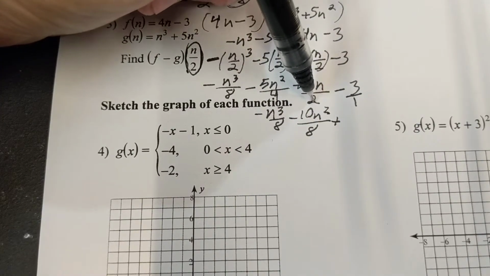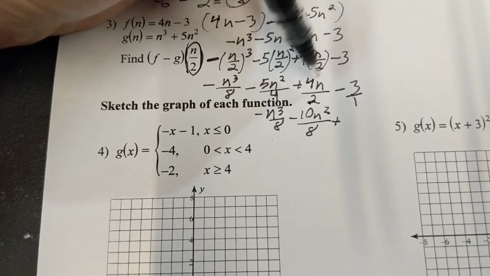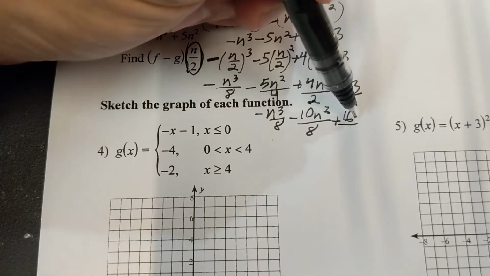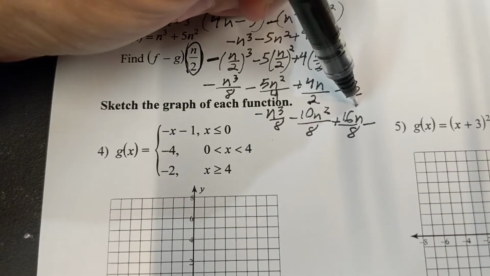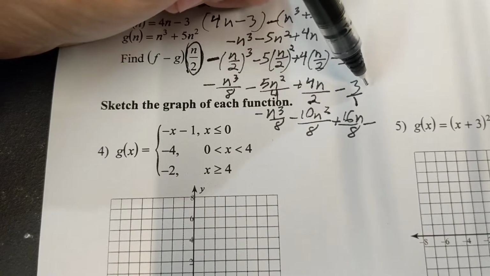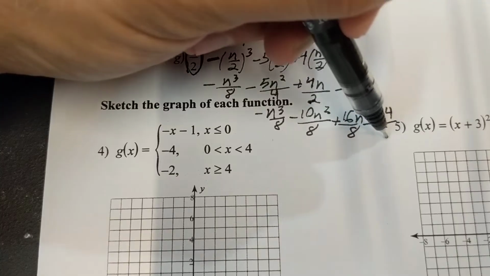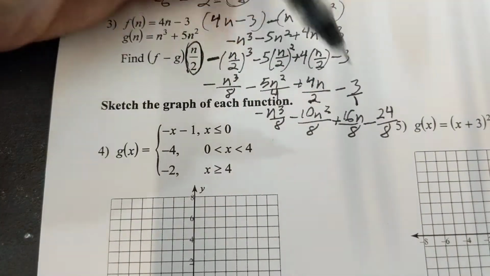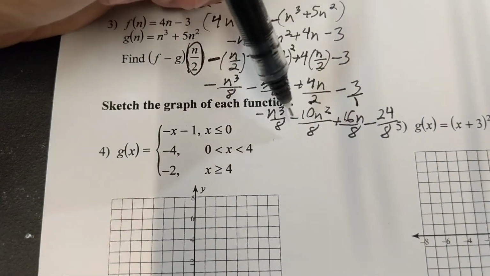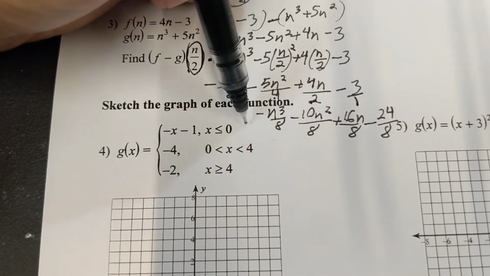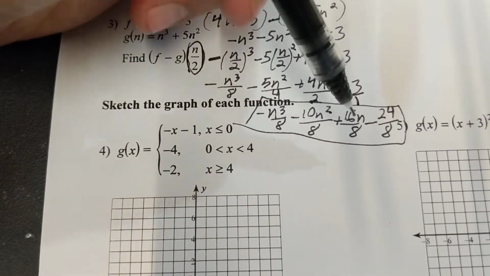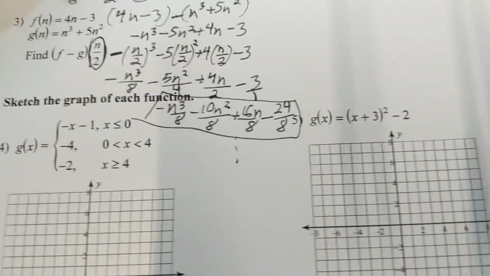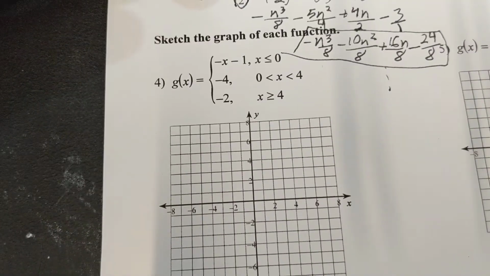Plus 4 over 2. So the 2, I'd have to multiply it by 4. So then this times 4 would be 16n over 8. And then minus 3, that's just a 1, so multiply that by 8. So times 8 would be 24 over 8. All that put together is just a bunch of terms over 8, and imagine that I just wrote it as 1 fraction over 8, and that's kind of where we would go with the rest of that.